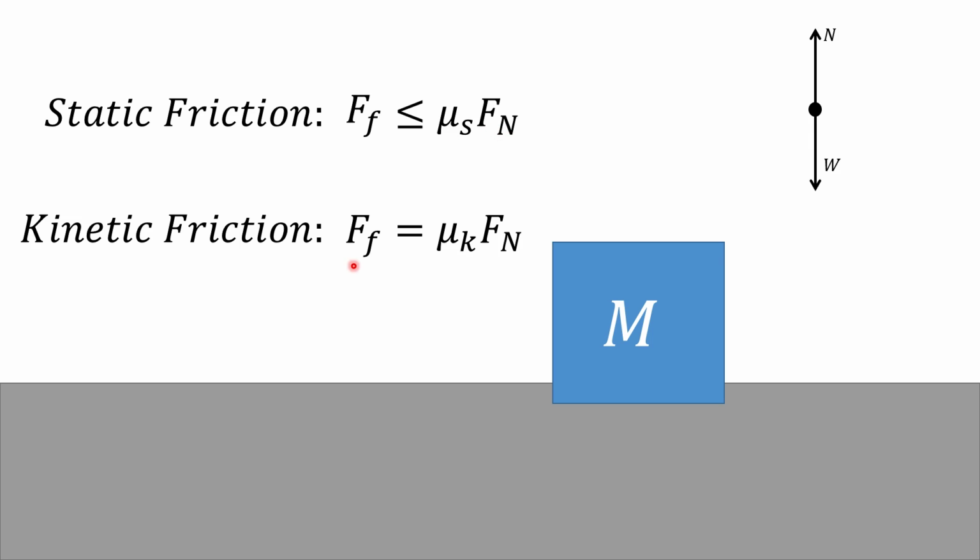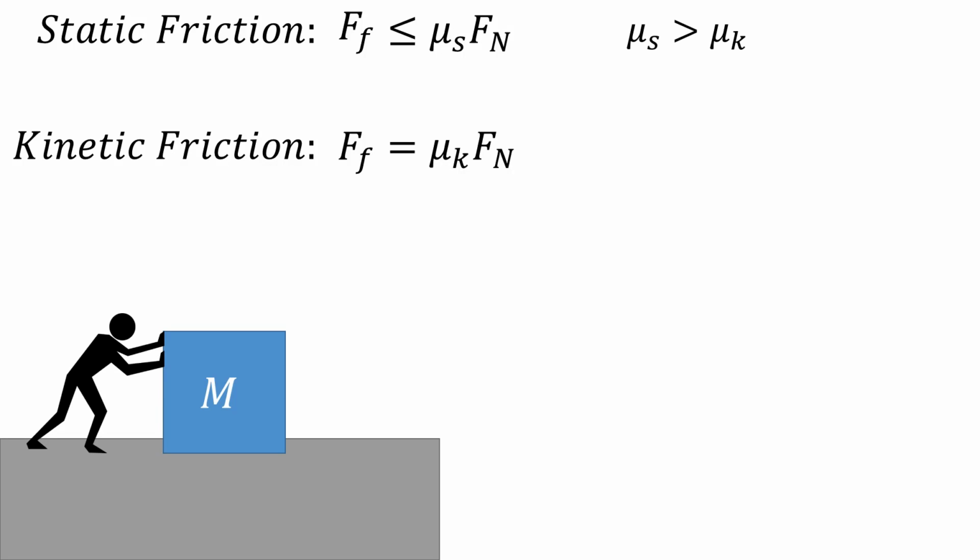Kinetic friction, on the other hand, remains roughly constant, so we express it as an equality. The force of kinetic friction is equal to the coefficient of kinetic friction times the normal force. The coefficient of static friction is generally larger than the coefficient of kinetic friction. This means that as we press on the box, the force of static friction will continue to match the strength of our push up to some maximum value. But if we press too hard, the block will break loose and begin to slide. Kinetic friction takes over at a value smaller than where static friction left off.